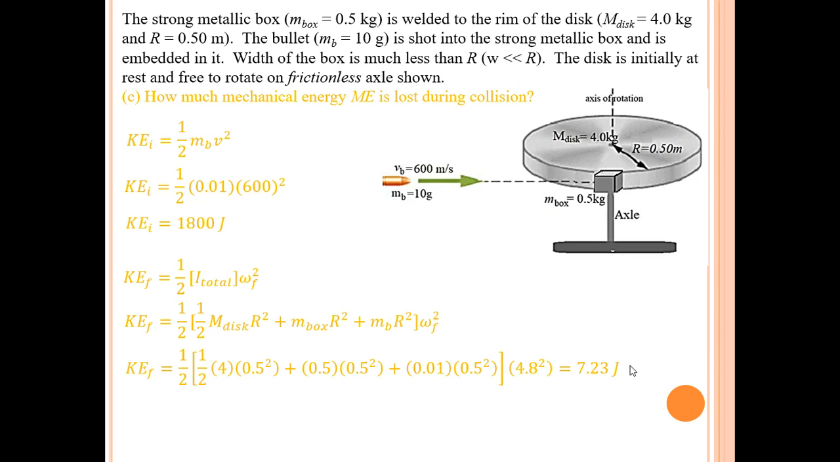Now, to find the mechanical energy loss, all we have to do is take the kinetic energy final minus the initial, which in this case will be 7.23 minus the initial of 1800 joules, which we found up here. And that's going to yield us a negative 1792.77 joules. Okay, I hope that helps.